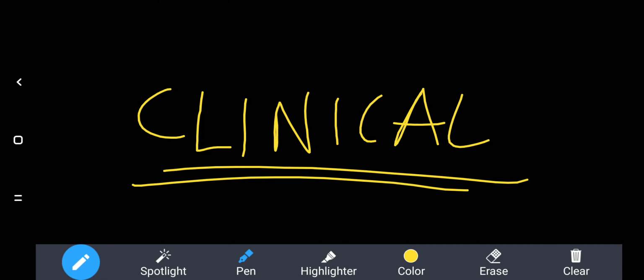So all this was about temperature, and these are the units of measurement.